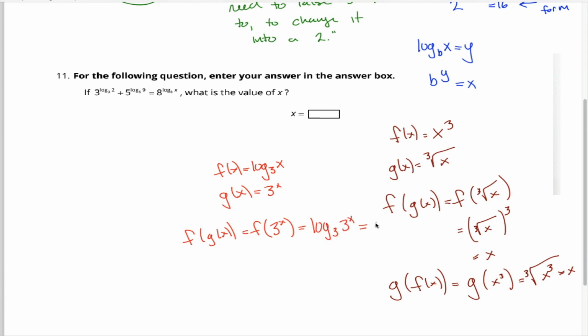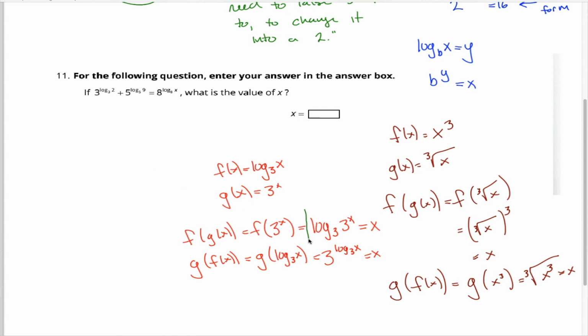This has to be equal to x because I'm composing a function and its inverse. Similarly, g of f of x, which would be g of the log base 3 of x, which would be 3 raised up to the log base 3 of x, also has to be equal to x. These are facts that you can just memorize. They're log identities, but you don't need to memorize them because if you think about it, it really makes a lot of sense.